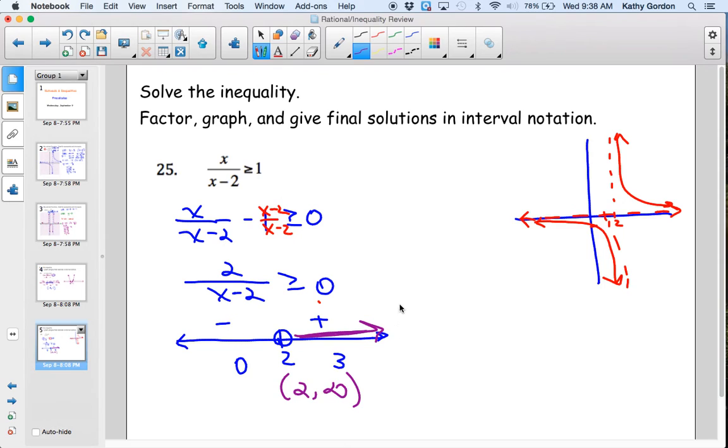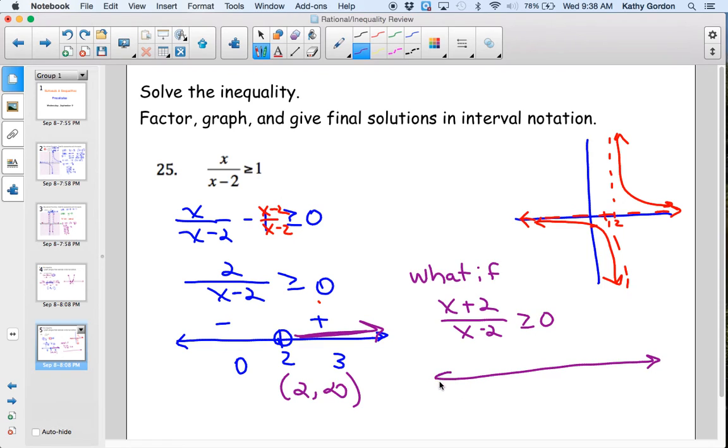Okay? Now, just as an example, just to make sure you understand what I'm talking about. What if, on the other hand, we ended up with (x + 2)/(x - 2)? Okay? I still have a vertical asymptote at 2. But now, where's my x-intercept? -2. So I'm now going to have 2 tick marks because I had an x-intercept at -2 and a vertical asymptote at 2. So -2 gets labeled here, +2 gets labeled there.